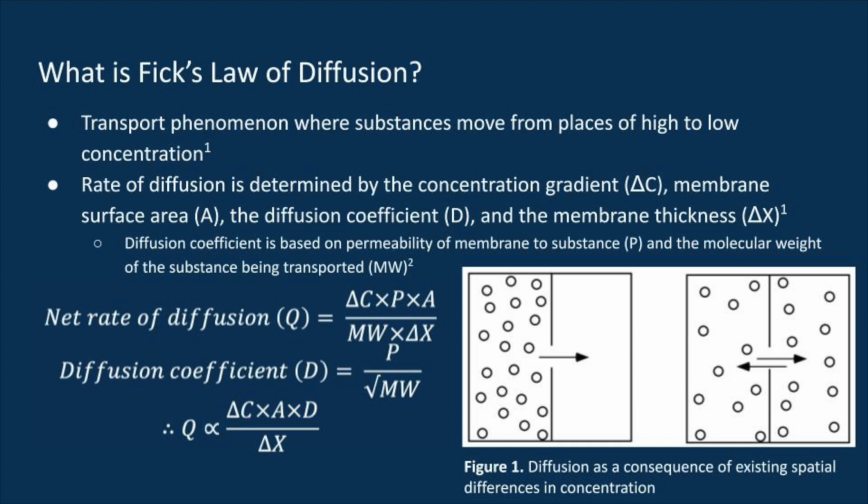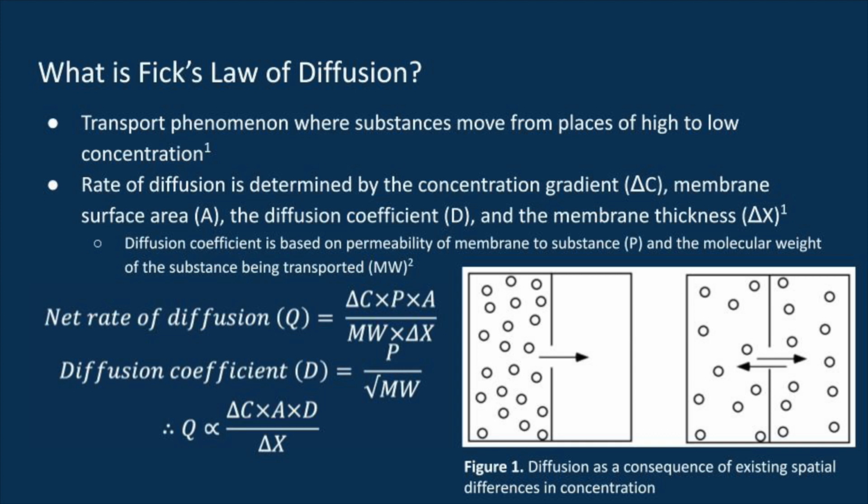In Fick's law, the rate of diffusion, or termed as variable Q, is determined by the concentration gradient, delta C, the membrane surface area, variable A, the diffusion coefficient, variable D, and the membrane thickness, variable delta X. In the diffusion coefficient equation, there are a few things that go into consideration. One of them being the permeability of the membrane to that specific substance, variable P, and the molecular weight of that substance that is being transported.